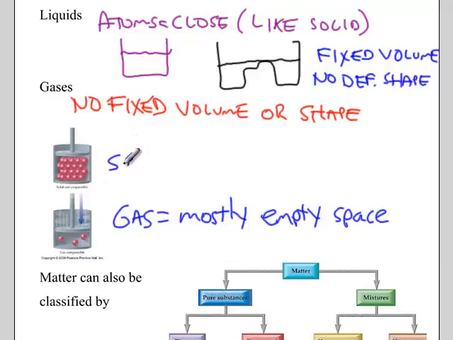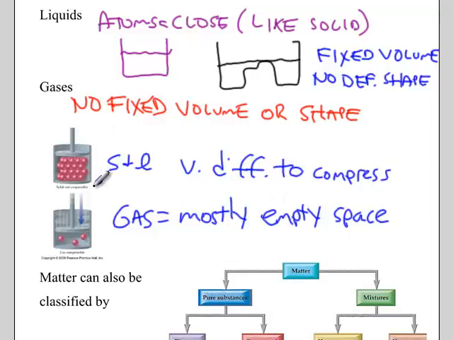A solid and a liquid, it's very difficult to compress. It's easy to squeeze on a balloon and change the volume of a balloon. It's very difficult to squeeze on a solid or a liquid and change its volume.